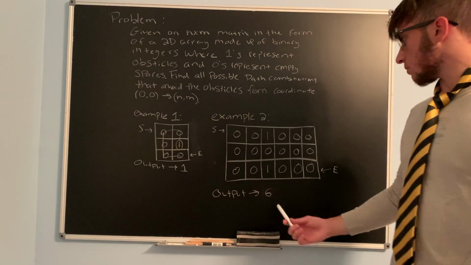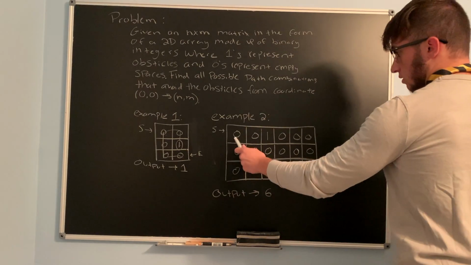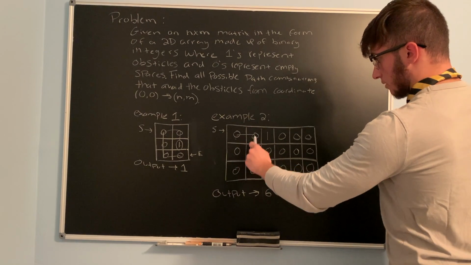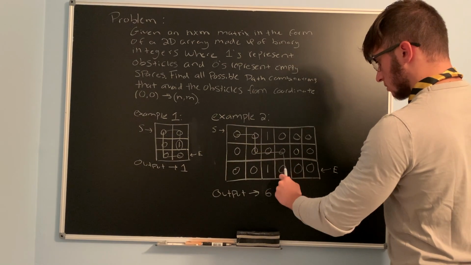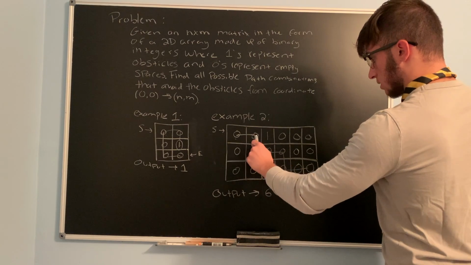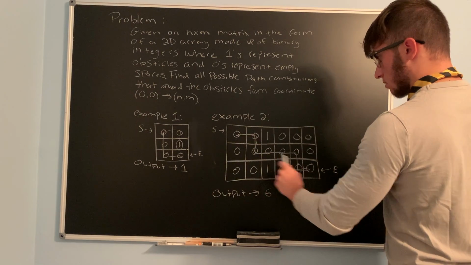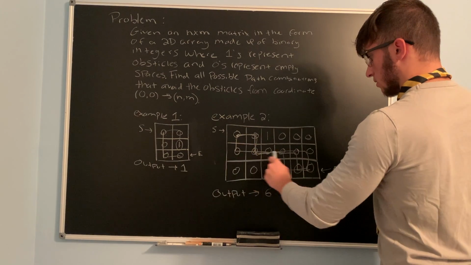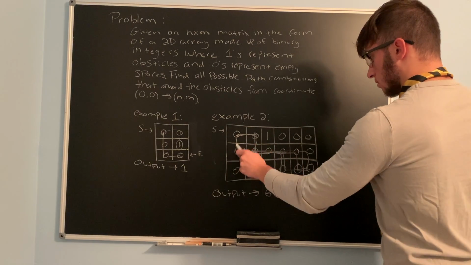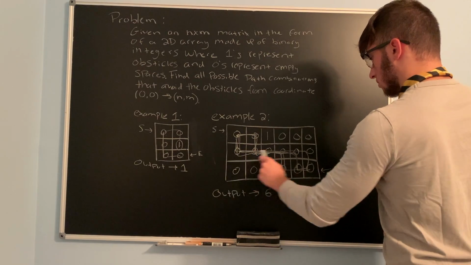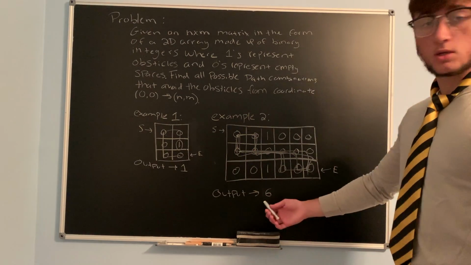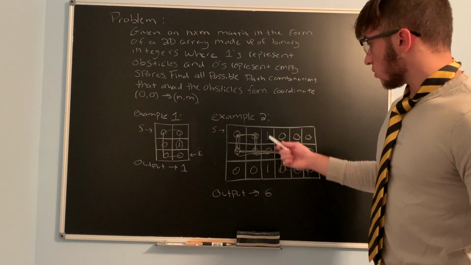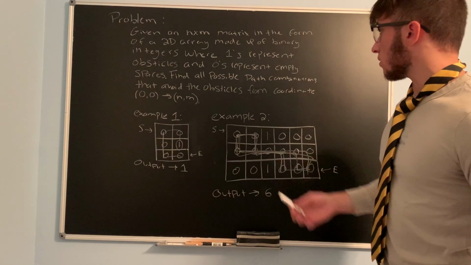The output in this example would be 6, because we're starting here and we have to get to here. So one path would be like this. Another path could be like that. Another path, you get the point. And you can go down, and that would add up to 6 total paths that you can do with this one. Because we have these ones blocking, we can't go there at all.